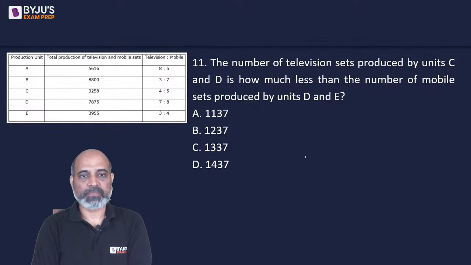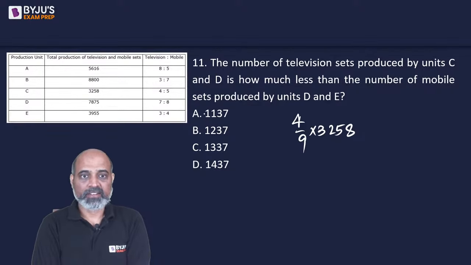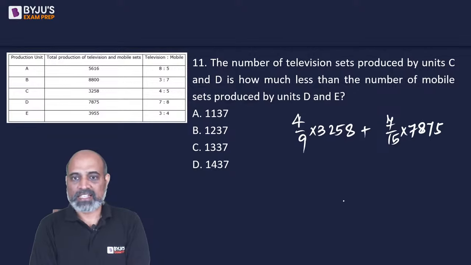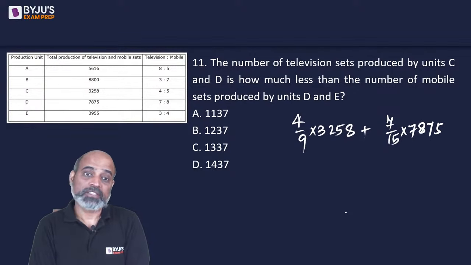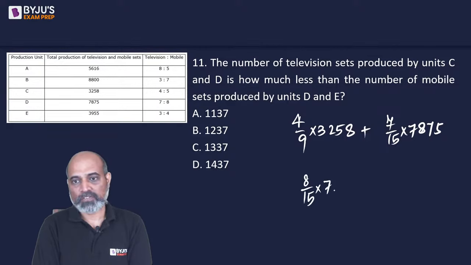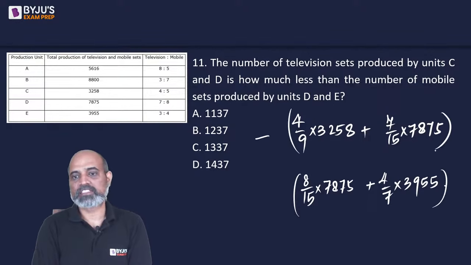So television sets by C is going to be 4/9 of 3258 and D is going to be 7/15 of 7875, which is less than the number of mobile sets produced by D and E. D's mobile sets is going to be 8/15 of 7875 and E's mobile is going to be 4/7 of 3955. So we need to add these two and then subtract the sum of these two.